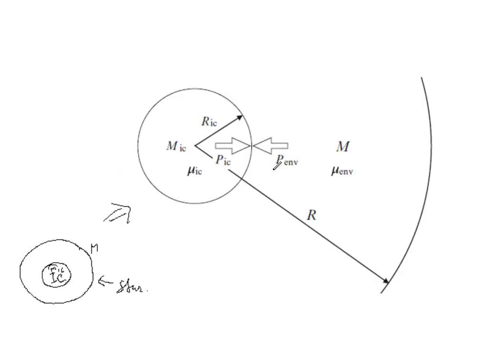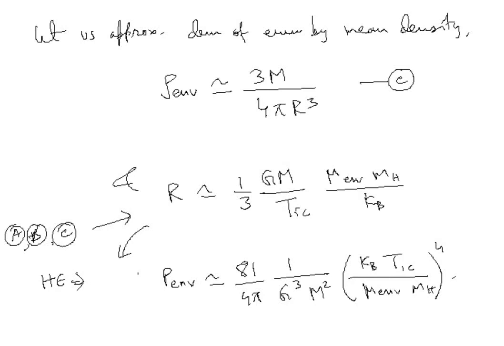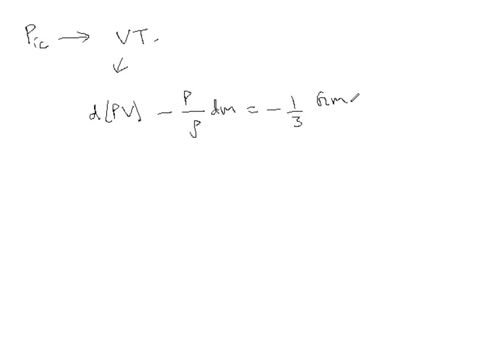So we have calculated this pressure of envelope. Now what about this P_IC? That is outward pressure from the isothermal core. So we will now calculate this. Now you see this outward pressure from the isothermal core is basically calculated using your virial theorem. Now let me write down the virial theorem in this form. So d of PV minus P by rho dm is equal to minus 1 by 3 GM dm by r.